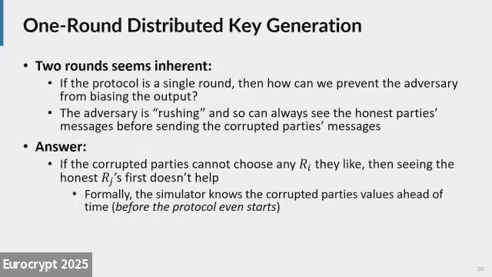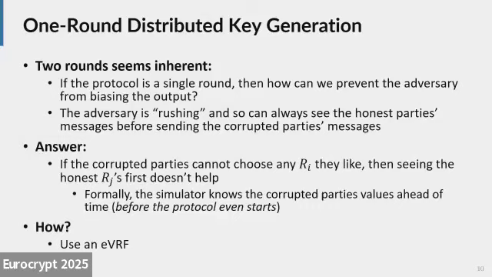And the answer is, if the corrupted party or parties are not able to choose any RI, in fact, they're committed to their RI ahead of time, then they can't bias. Because even if they see everybody else's RI, they have no choice. This is the only value that they can provide. And formally, since the simulator can know ahead of time what you're going to provide, you can set things up and the simulation goes through.